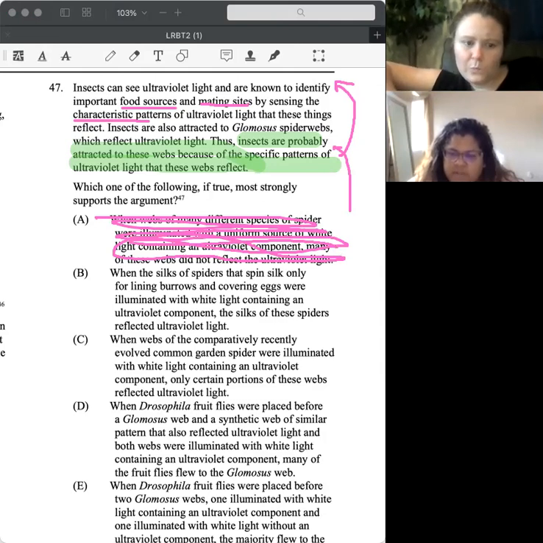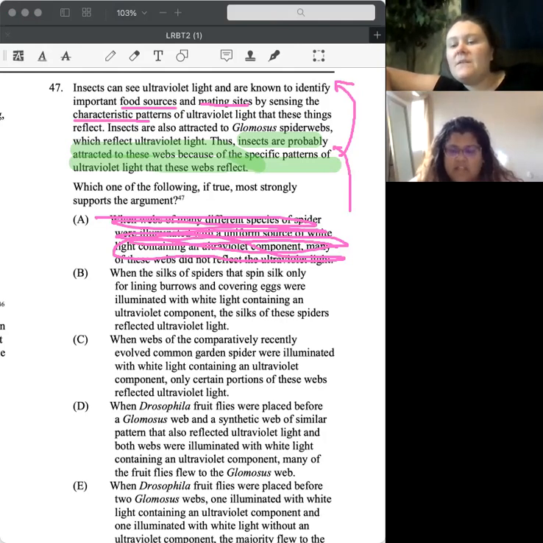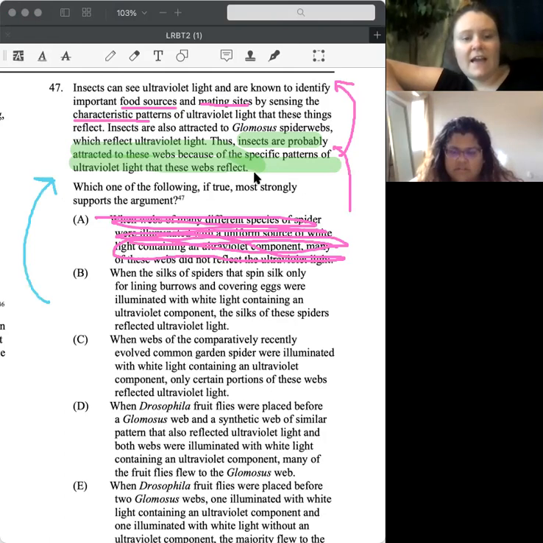When the silks of the spiders that spin silk only for lining burrows and covering eggs were illuminated with white light containing an ultraviolet component, the silks of these spiders reflected ultraviolet light. I don't think we know anything about the silks and the linings, so that one would be wrong. Well, we get to bring in new information. But even if this were true, does that do anything to strengthen the idea that it's these specific patterns of ultraviolet light that caused insects to like these spider webs?